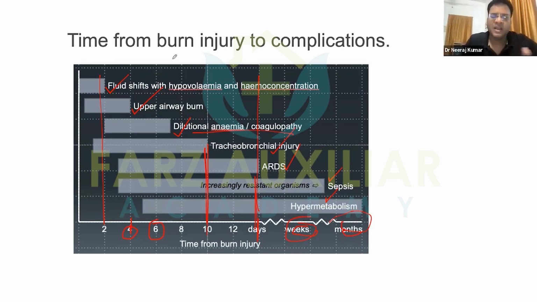So why is it important? They may ask about these various time frames and related complications, what the early complications and the late complications are, when the tracheobronchial injury will be there and when the dilutional anemia will be there. Dilutional anemia is basically 8 to 10 hours after the burn. Now coming to the next part.